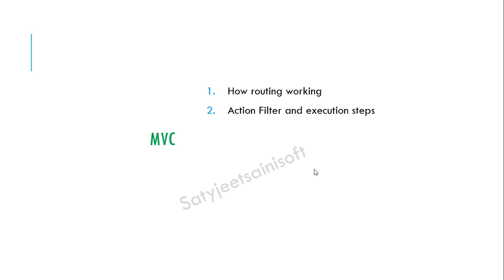Another one is the action filter and the execution steps. A very important question, because most people are now asking this type of question, like action filter. We know that whenever any action is performed, there are two methods, OnActionExecuting or OnActionExecuted. In between the main call, we can handle things. So we can filter things also based on our requirement.